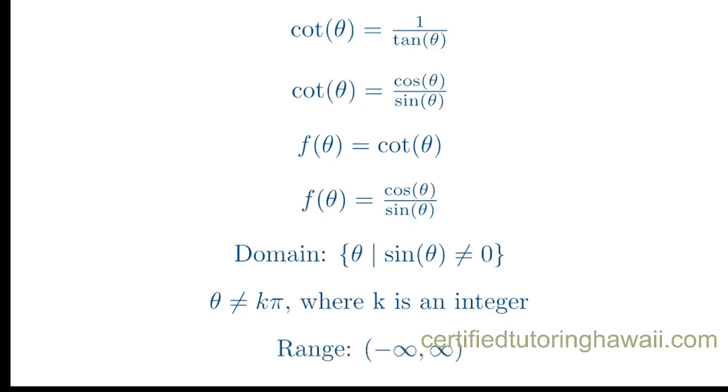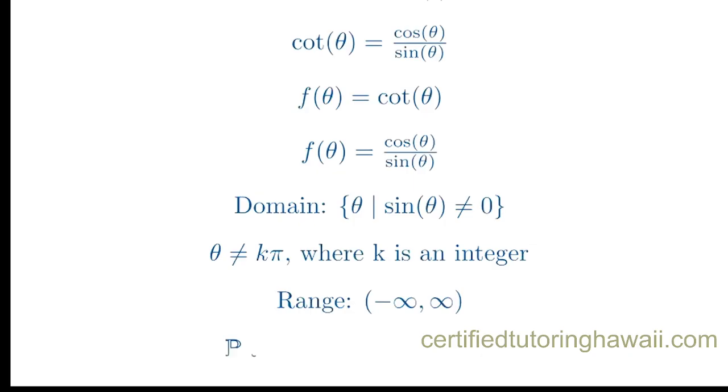Now let's consider the range. As theta moves from one asymptote to the next, the value of cotangent starts at positive infinity, decreases, passes through 0 when cosine is 0, and continues all the way down to negative infinity. Think about it. As sine gets very small and positive, like near x equals 0, cosine is close to 1, making cotangent very large and positive. As sine approaches 0 from the negative side, cosine is close to -1, making cotangent very large and negative. Therefore, the range of the cotangent function is all real numbers, from negative infinity to positive infinity.